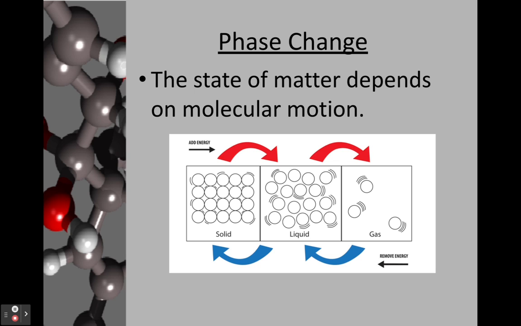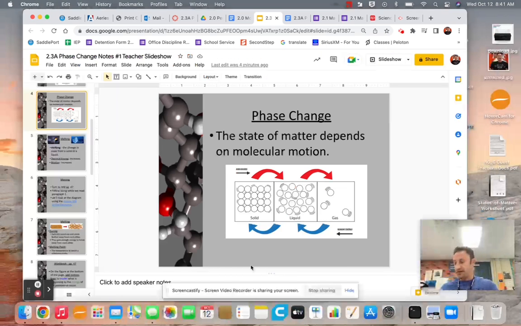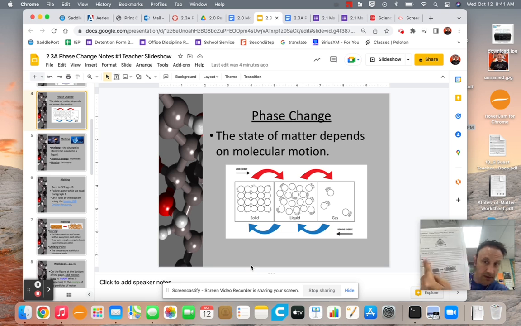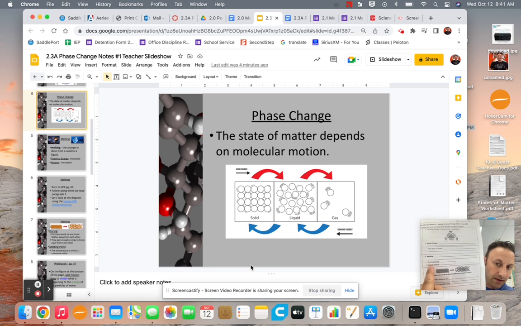So the state of matter depends on the molecular motion. And you're going to write this one in the second box right over here. Right, there we go. I'm still getting used to this right here. Oh, there we go, making you dizzy. Right over here, the second box.